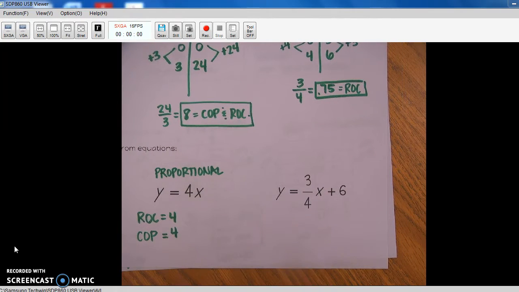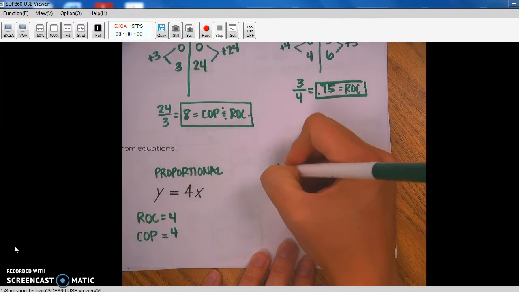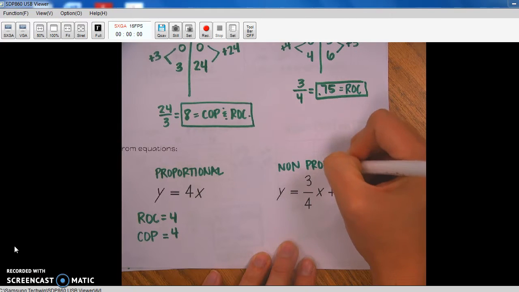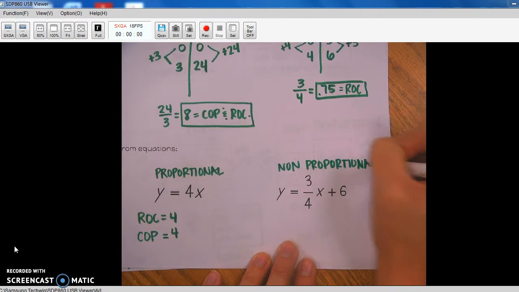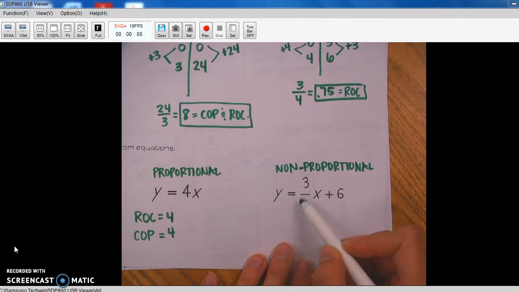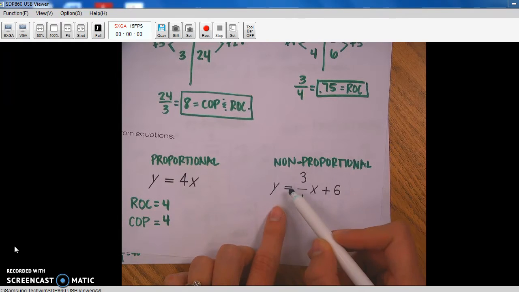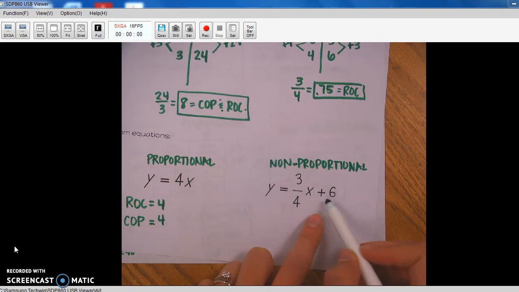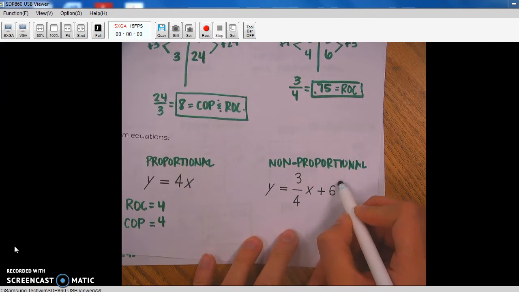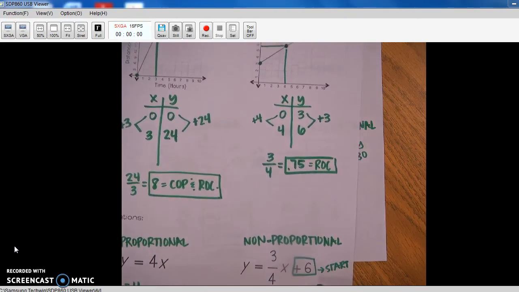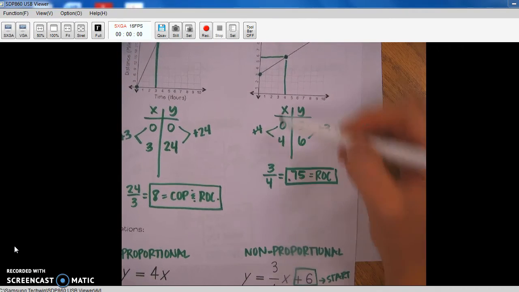In the second equation, this one is obviously non-proportional because we are adding that extra 6 at the end. So I can see in my equation, I'm starting by multiplying my x value by 3/4, but then to get my y value, I also have to add 6. So I'm not just multiplying like I was over here, I'm also adding something extra. This is my starting amount, or my initial value. That would be if I'm looking at the graph. My graph for this equation would start at 6.